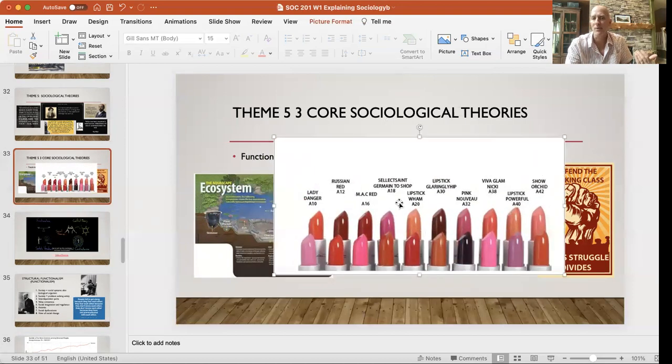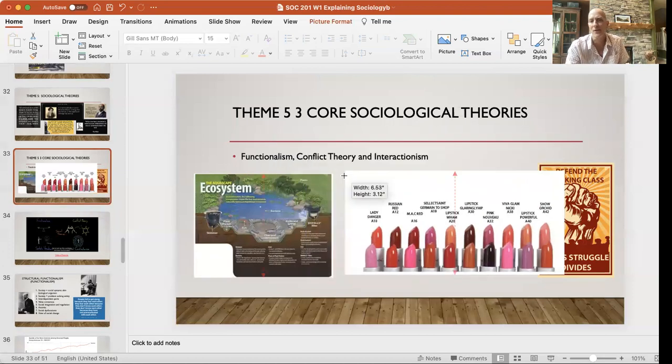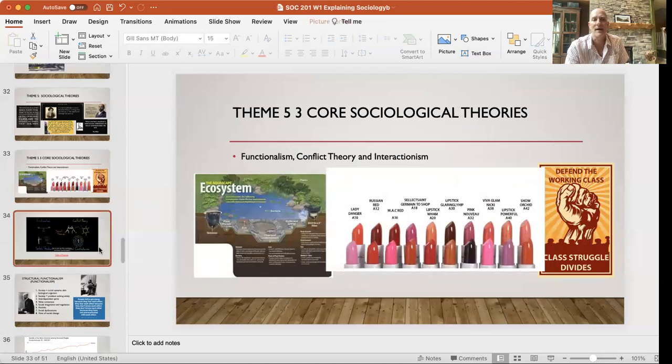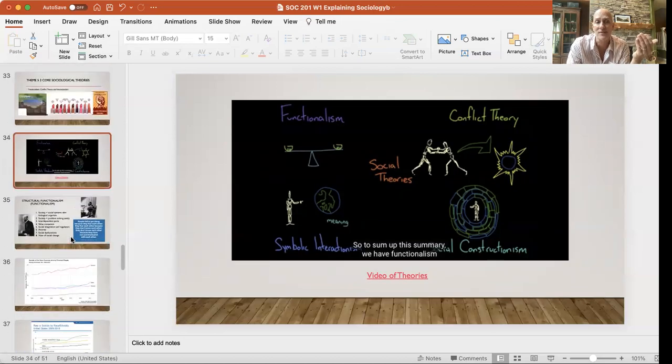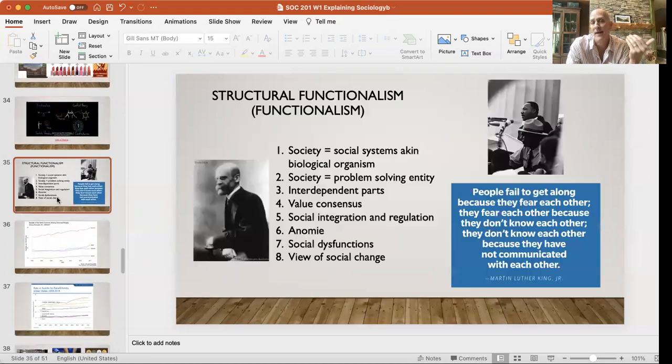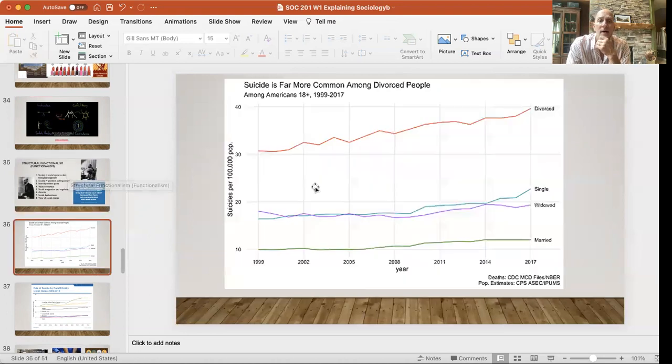I mean, this is all language, right? Lipstick Wham, Russian Red, Lady Danger. Language and gender are part of that. This is a great video to get an overview of those three theories. I encourage you to watch this video, open up the PowerPoint, and click on that to get an overview of the theories. There are a lot of other videos out there online too that will give you background on the theories.